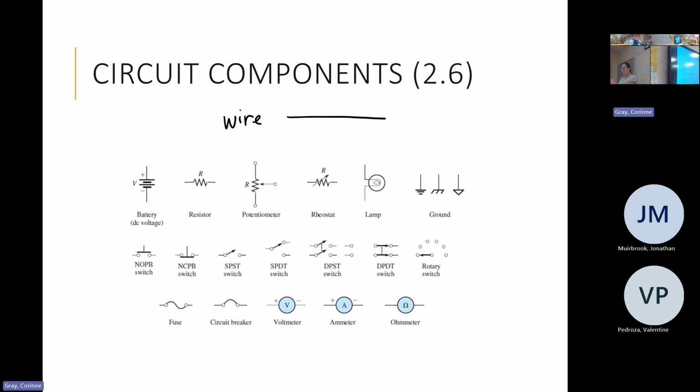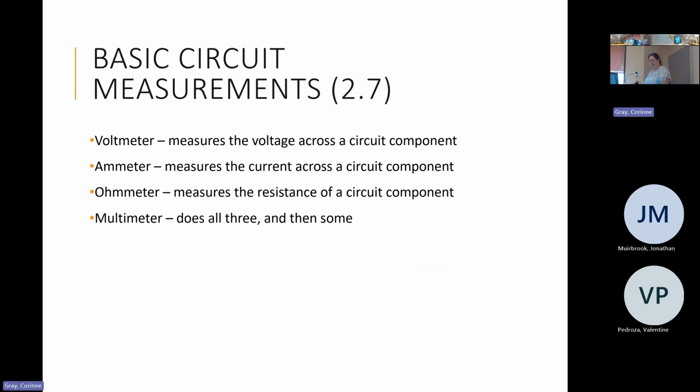Based off of name and name alone, what do you guys think the voltmeter measures? What about the ammeter? That measures amps. Ohm meter measures resistance. And then there is the multimeter, which is going to be what you have in your lab kits. It does all this and more. So it can do a little bit more than that.